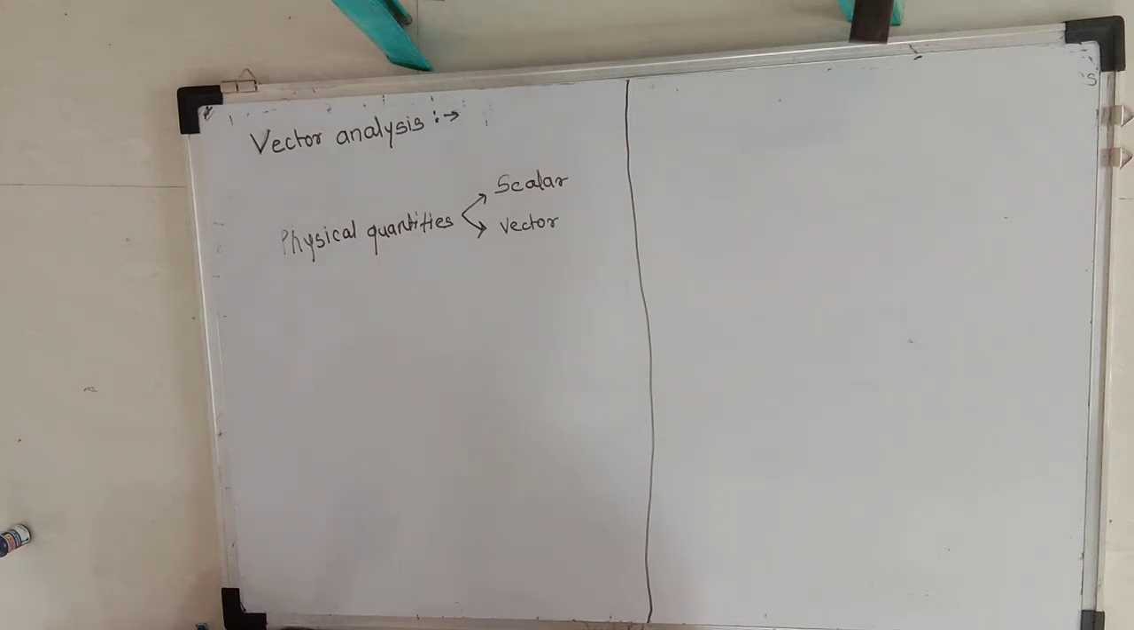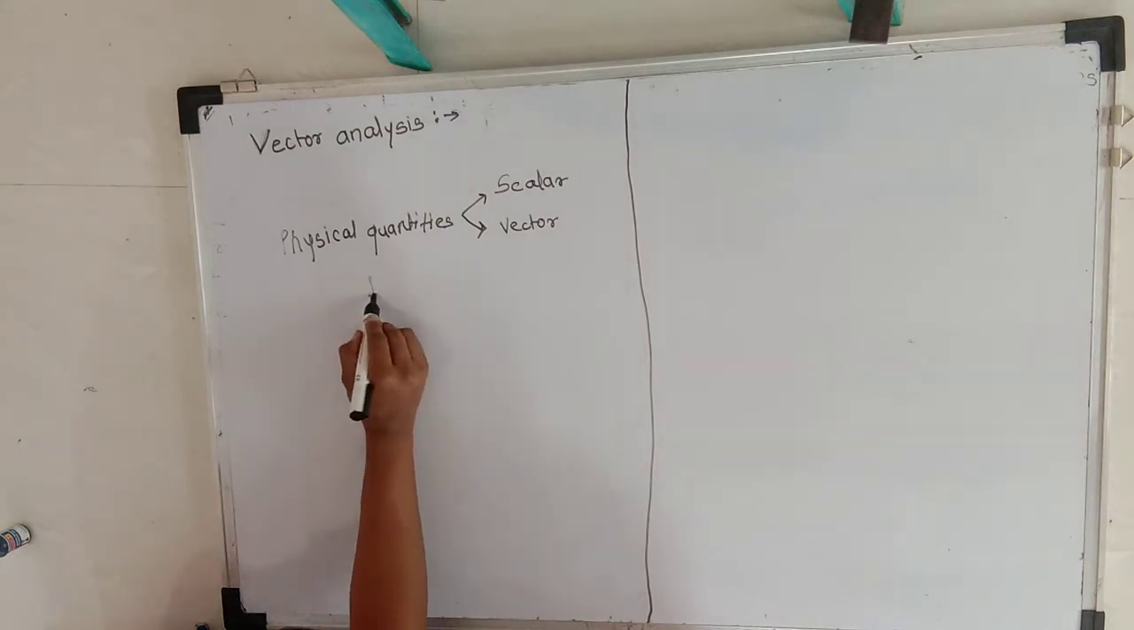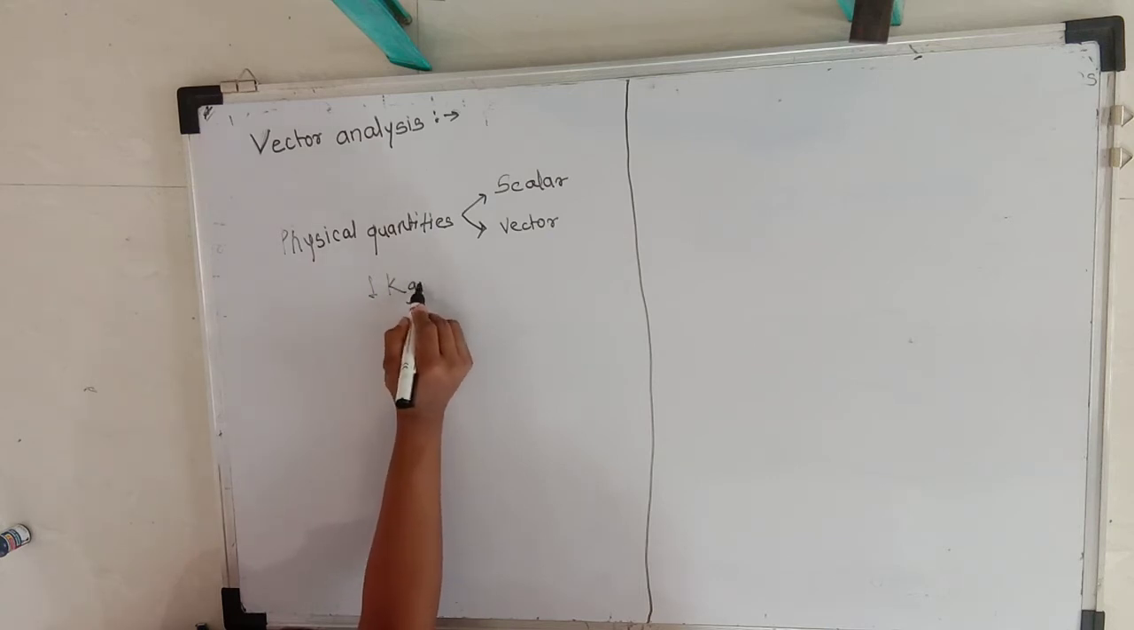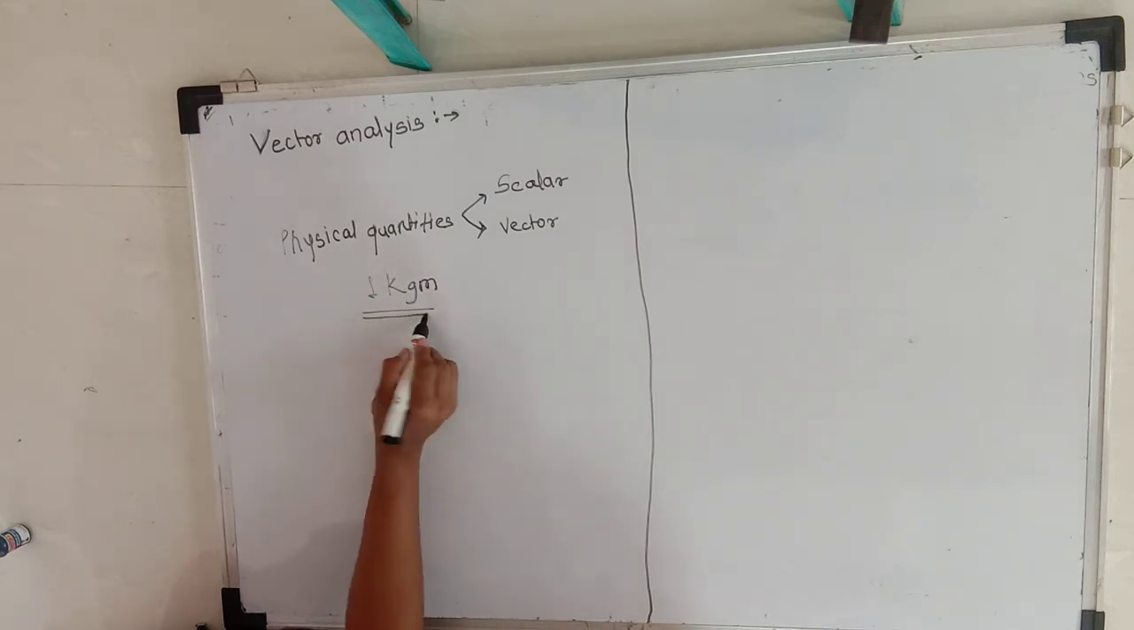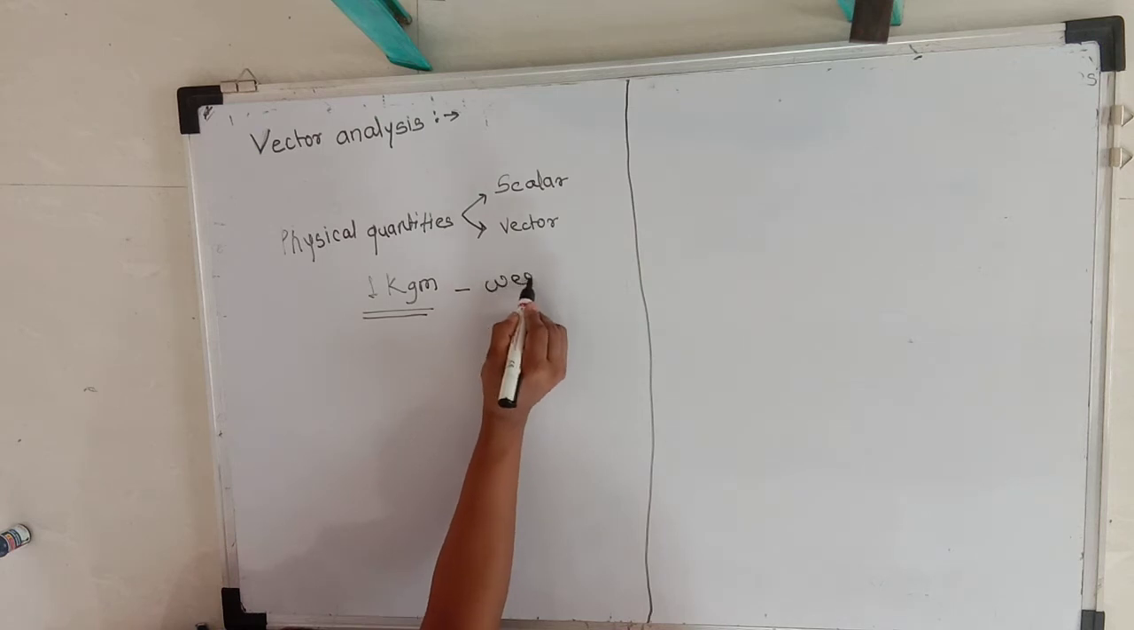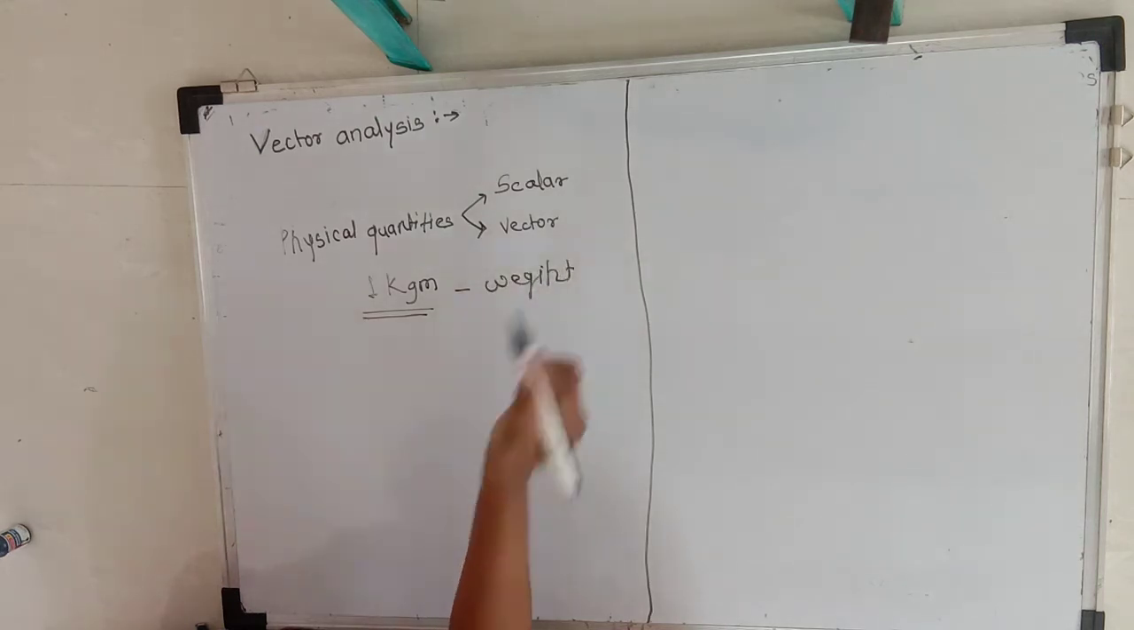For example, suppose we have to measure the weight of 1 kilogram of sugar. Then the magnitude, 1 kg, is sufficient, and kg is the unit. 1 kilogram of sugar is sufficient to define the weight of the sugar.